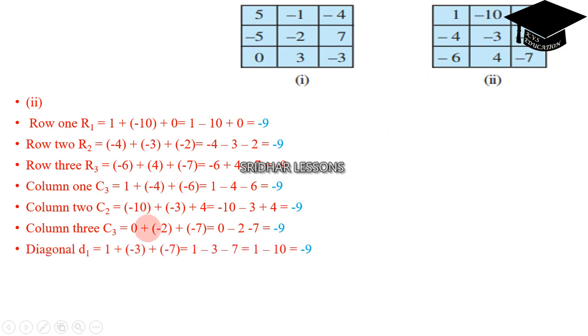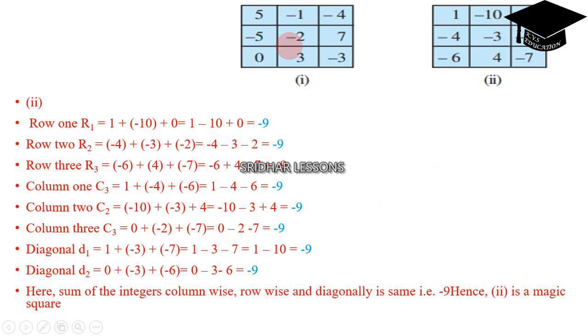And if you check the diagonal D1: 1 plus (minus 3) plus (minus 7), which is 1 minus 10, which is equal to minus 9. And for diagonal 2, it is also 0 plus (minus 3) plus (minus 6), which is equal to minus 9. Here the sum of integers column wise, row wise and diagonally is the same. So picture 2 is a magic square.